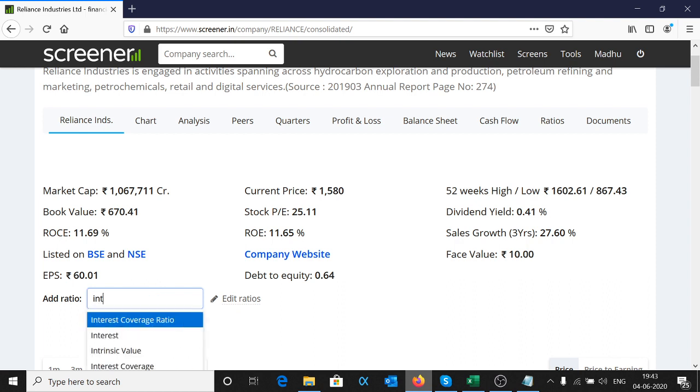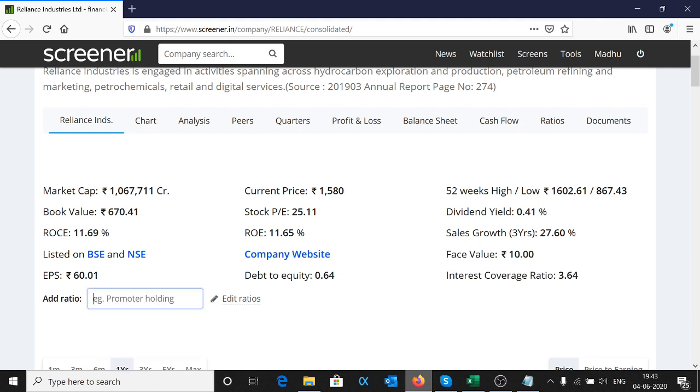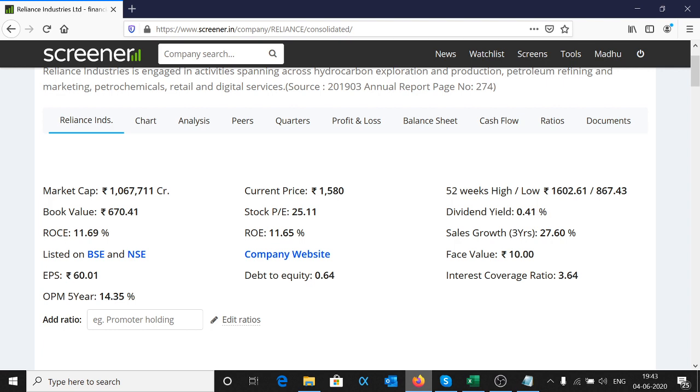Then we'll have the interest coverage ratio. This also you can see is now added. Then I'll have operating profit margin for 5 years. This is added. Then I'll have the PEG ratio. Explaining this itself will take a lot of time and will probably require another session. So as of now, I'll keep it simple. Just consider it as the PEG ratio. Then for some sites, it would even be helpful to have the promoter holding. So now we have added all the required parameters in this site.